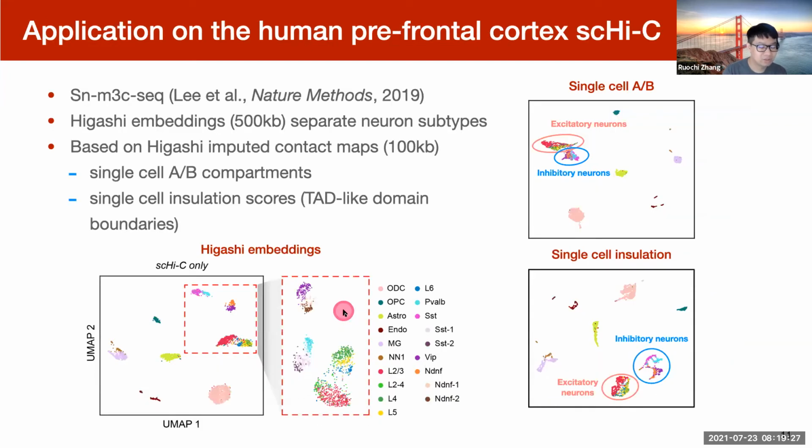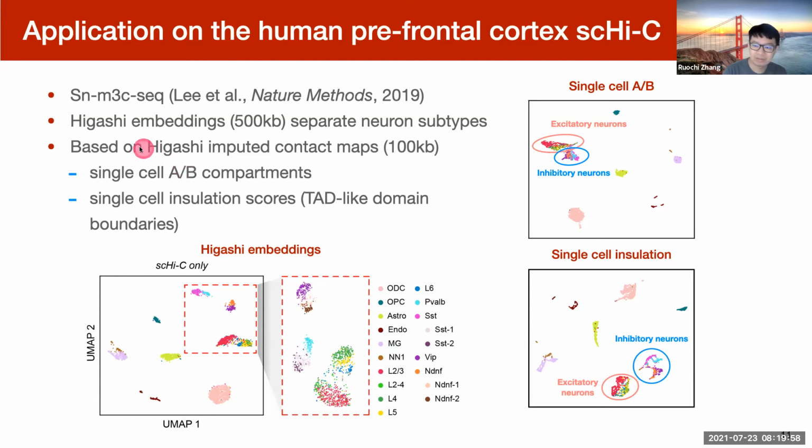After showcasing Higashi's ability to impute the contact maps and characterize genome structures on the cell line data, we then applied Higashi on a more complicated and challenging dataset, which is the SNM3-seq dataset mentioned in the previous slides. It consists of about 4,000 cells in the human prefrontal cortex. One of the major challenges on this dataset is whether we can use chromatin conformation only to separate neuron subtypes.